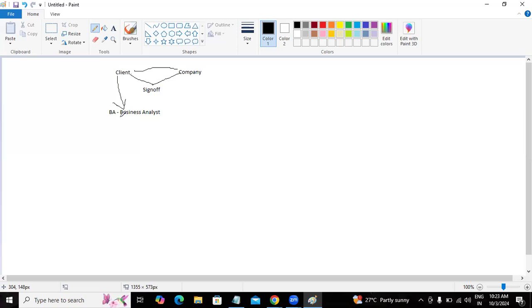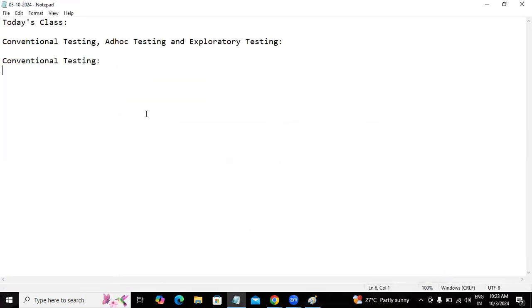The conventional approach is also called the scripted approach. We have a script, and based on that script we write the code and write the test cases. These are the things we follow in the conventional approach. Whenever we have the requirements, only then do we follow the conventional approach.